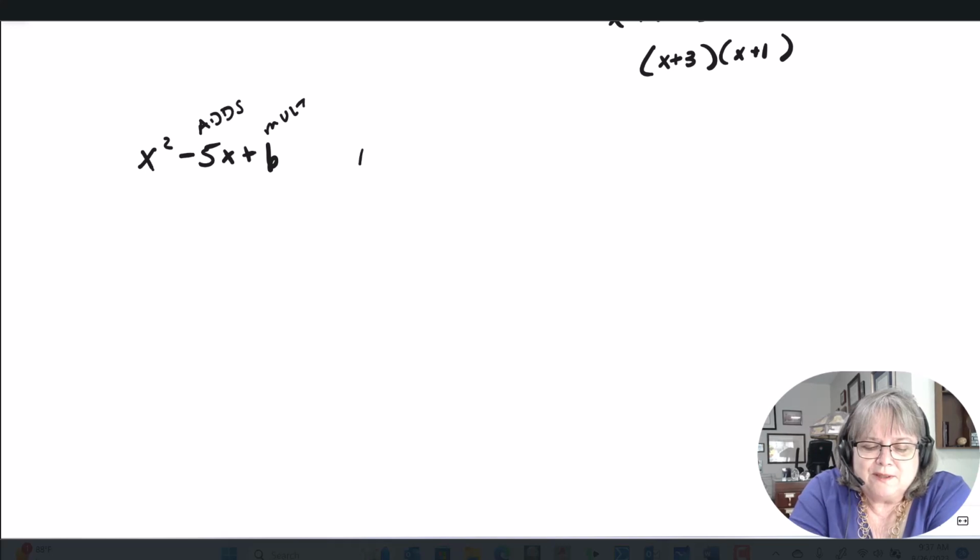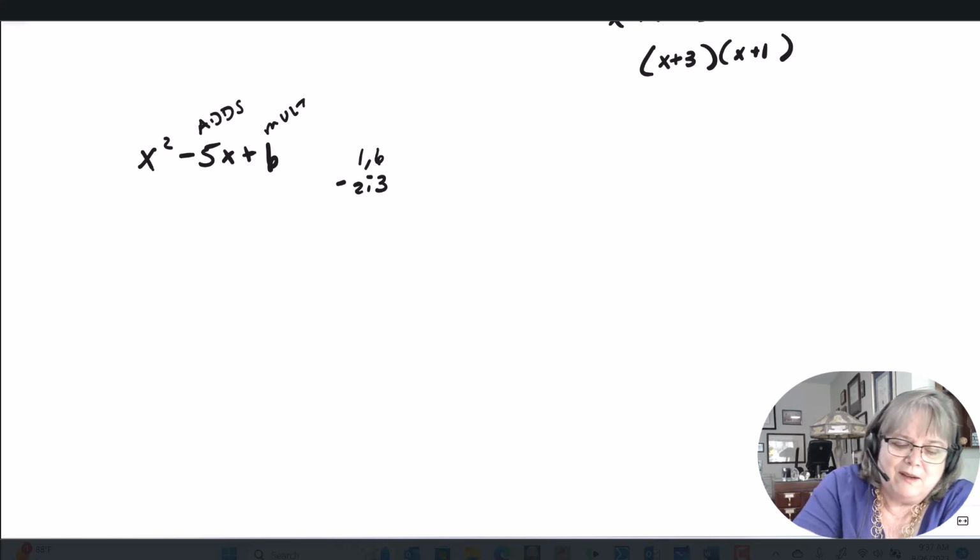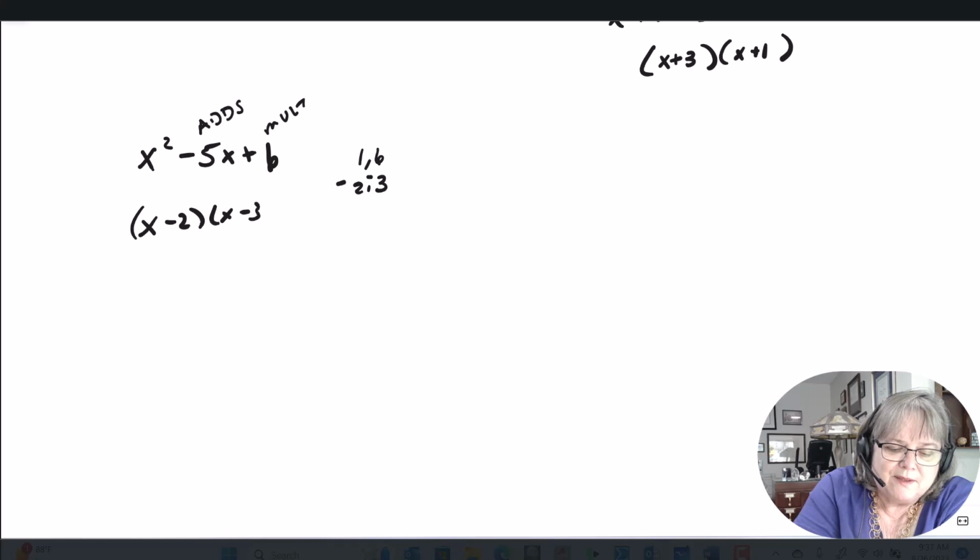So the factors of 6 are 1 and 6 and 2 and 3. And you need to have them multiplied to a positive 6, so it has to be the same sign, adds to a negative 5, so it has to both be negative because you're going to add to negative 5 because they're going to multiply to a positive. So negative 2 and negative 3 multiply to positive 6, add to negative 5. So it'd be x minus 2, x minus 3.